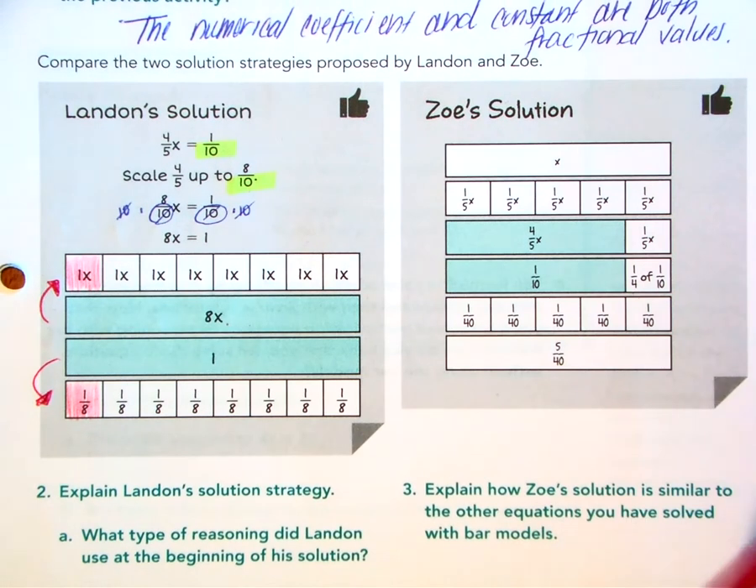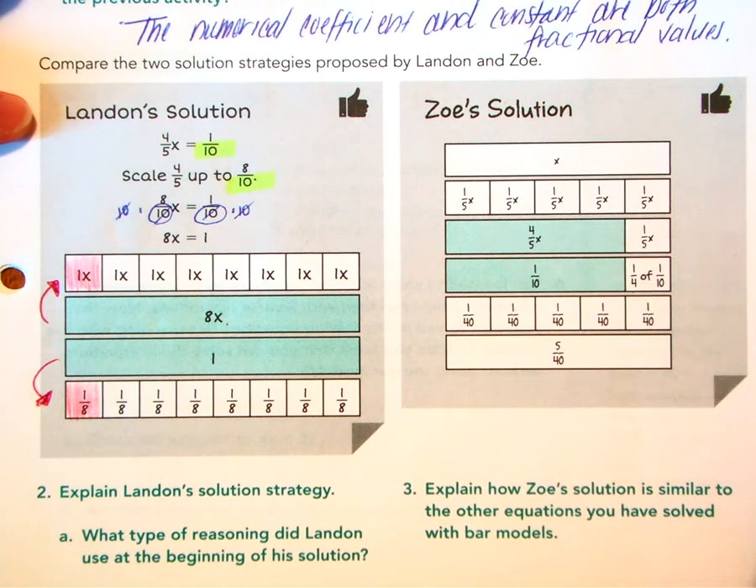Now, the reason I take my time with Landon's solution is because when I read his solution, it did not come naturally to me. If you looked at Landon's solution, it did not come naturally to you either. That's okay. Some of you, this might work. Some of you, it may not. Let's take a look at Zoe's solution and see how we feel our comfort level with that one.